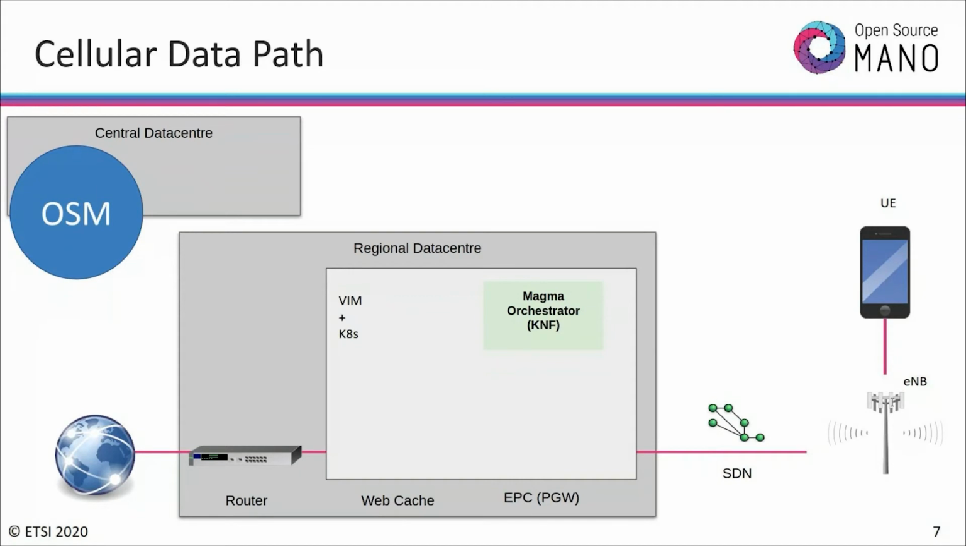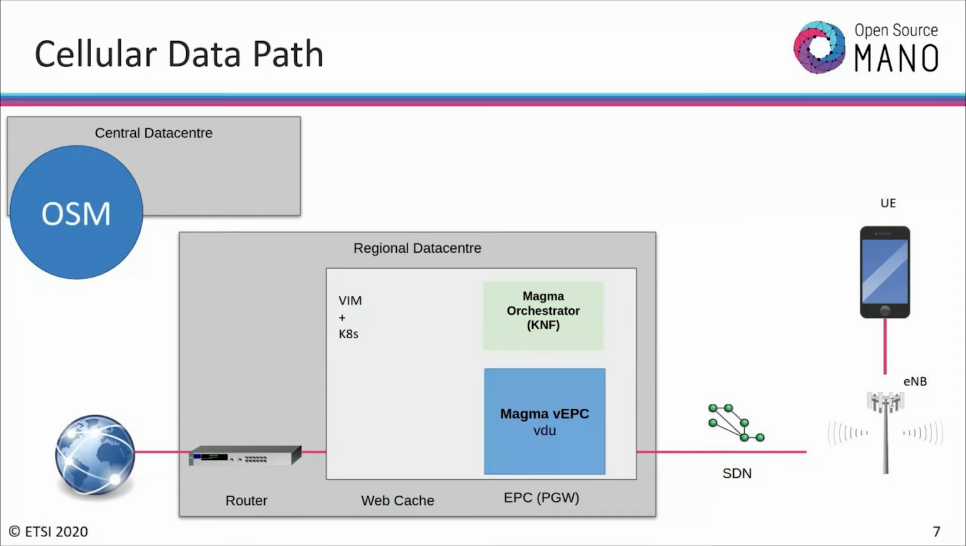Kubernetes network functions. This provides all of the management infrastructure for Magma. It is, if you will, the control and management of Magma. It is not involved in the data plane at all. No cellular traffic will be going through this. This is the element management system for Magma.